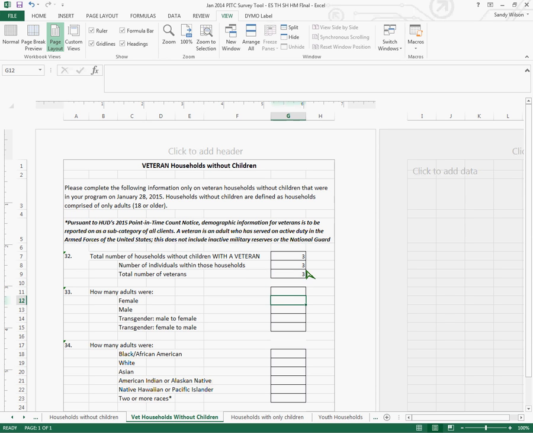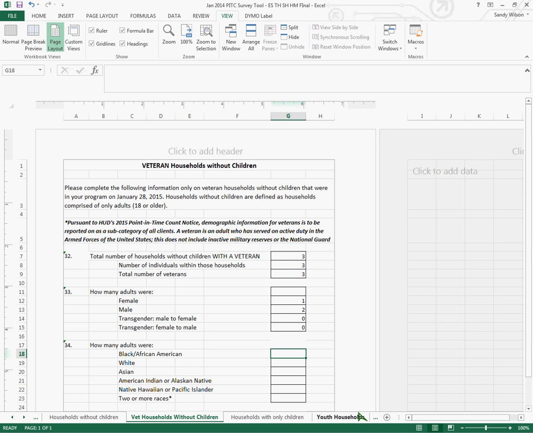Then in determining what the gender of the 3 individuals was, I had 1 who was female, 1 who was male, and I didn't have any in the transgender category. And I apologize, that was 2 that were male, for a total of 3. Disregard this square.